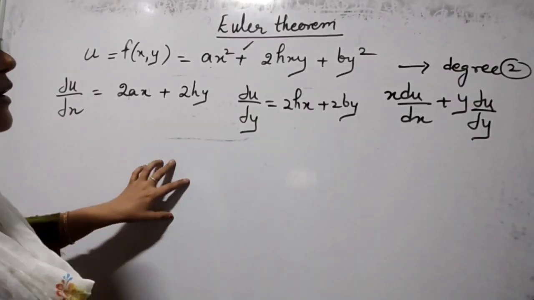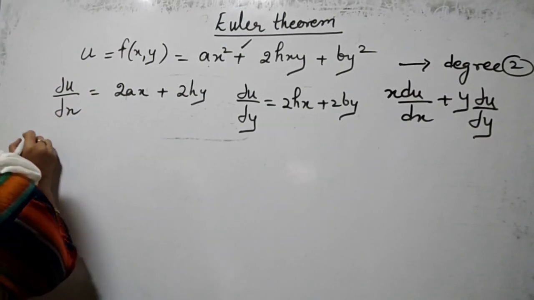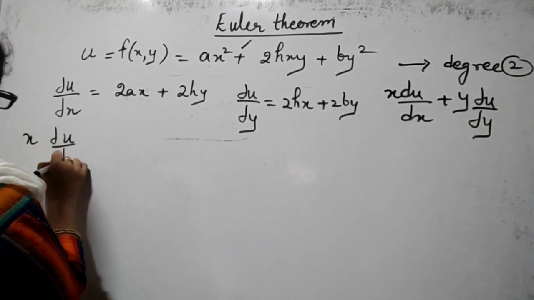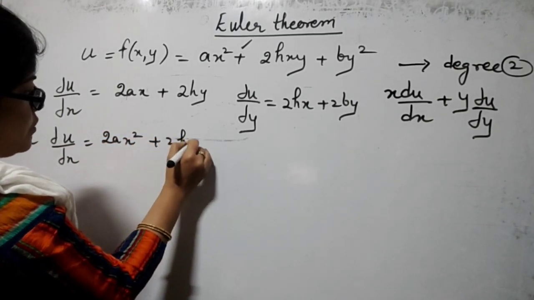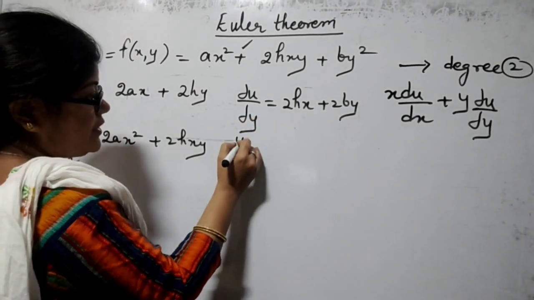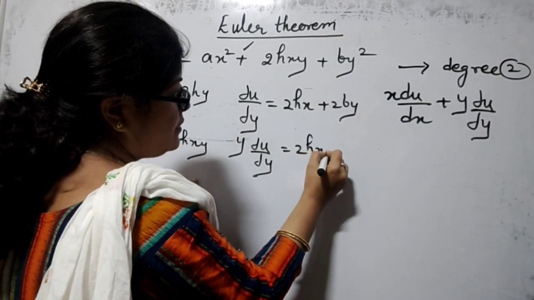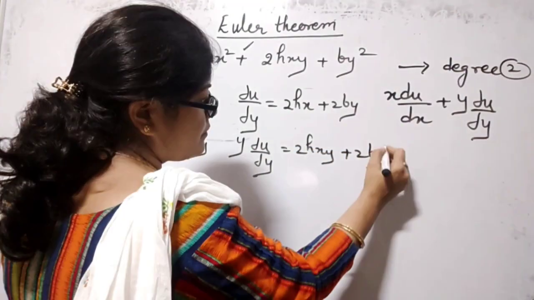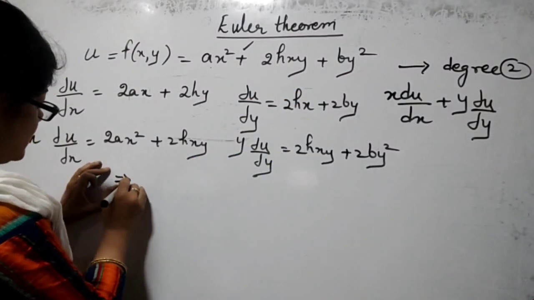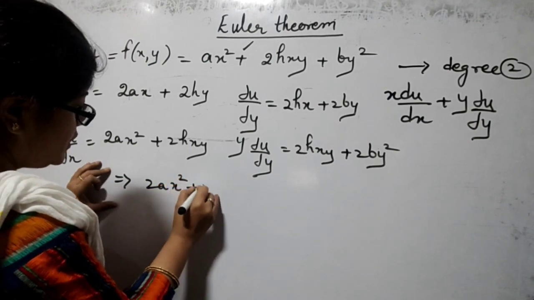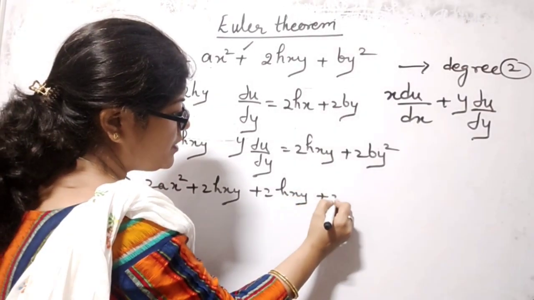Clear? Now we have to find x of du over dx. That means we multiply du over dx by x. So we get x du over dx is equal to 2ax square plus 2hxy. Similarly, we multiply y with du over dy and we get 2hxy plus 2by square. Now we have to add both of them. When we add both of them, what is the result?